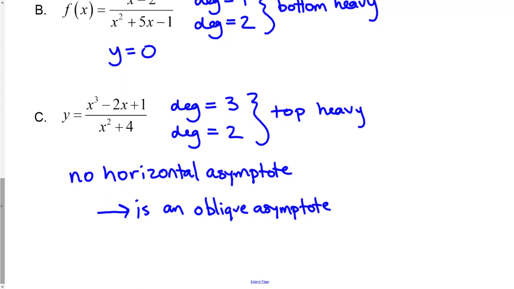Now, when it comes to locating oblique asymptotes, in this case, you would have to use polynomial division. In general, the examples that you'll be given in this class, you're going to be able to use synthetic division. And you're going to use synthetic division in order to express the rational in such a way that you end up with a linear equation plus some remainder, and that linear equation is what your oblique asymptote is. I'll show you an example of that in just a little bit here.